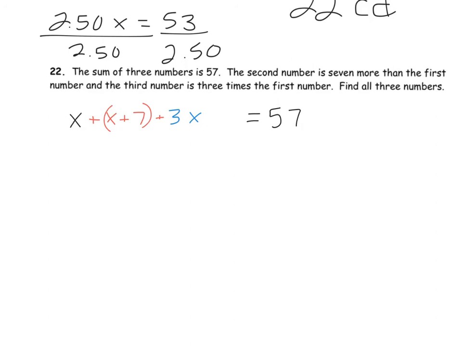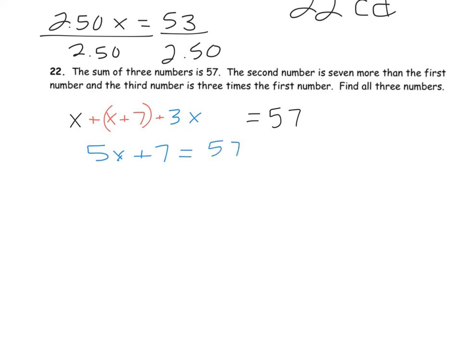So I have my first number here. I have my second number, which they said is 7 more than the first number. And then I have my third number, which they say is 3 times the first number. And it all has to equal 57. So now what I do is I combine like terms. So I have x plus x, that's 2x, plus 3x, that's 5x. So I get 5x plus 7, that's the only thing I can't combine, equals 57.